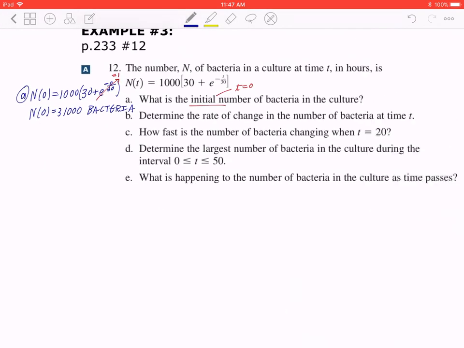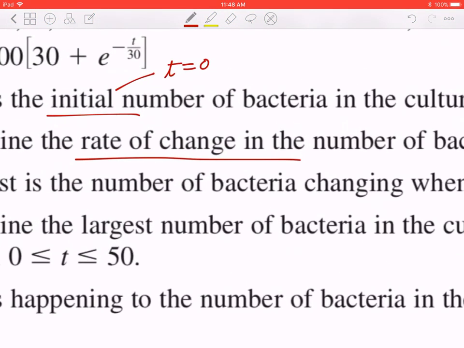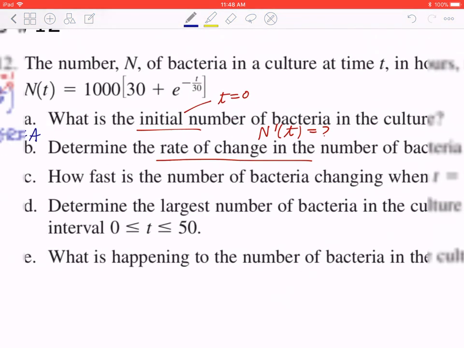Part B, determine the rate of change in the number of bacteria at time t. And again, this is how you translate from words into math. Rate of change, that means you're finding the derivative. And in this context, the derivative is going to be n prime of t. And that's what they're asking here.